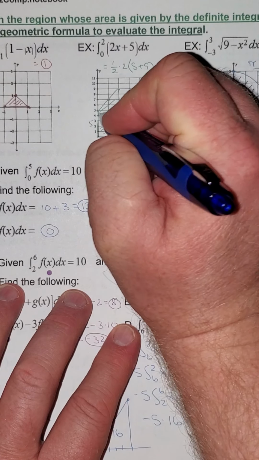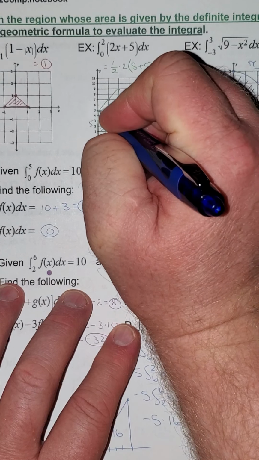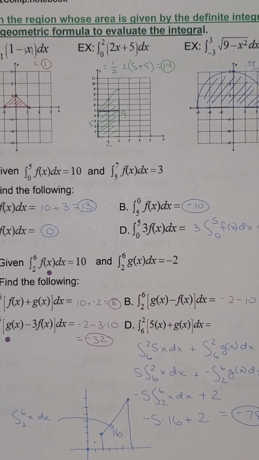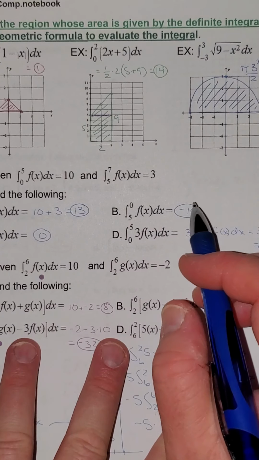Now, some people will say, well, Mr. Hermiller, I would just do a rectangle and a triangle. You can do that. That's absolutely fine. I used a trapezoid here because it's one of those things that people just don't remember.